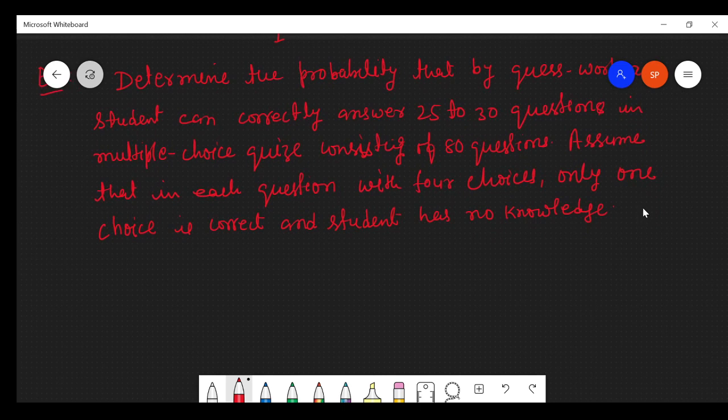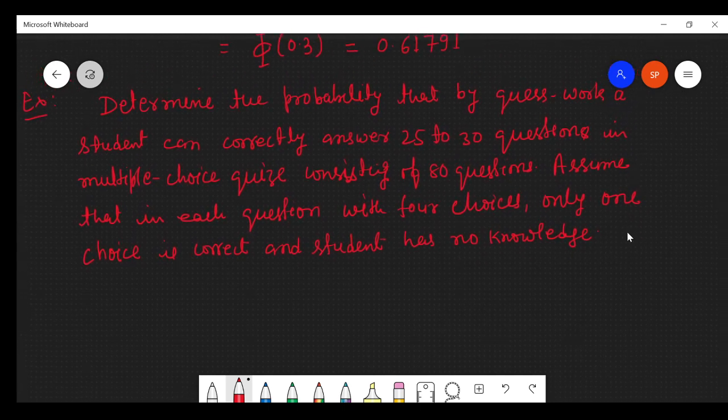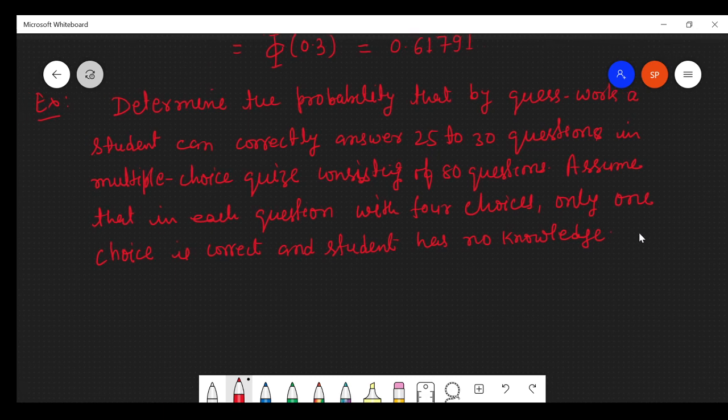Here, first identify the question: determine the probability that by guesswork a student can correctly answer 25 to 30 questions in a multiple choice test. According to the question, what is the value of n? n is equal to 80. And what is the value of p? Each question with 4 choices, and only one is correct, so the probability of success is 1/4.